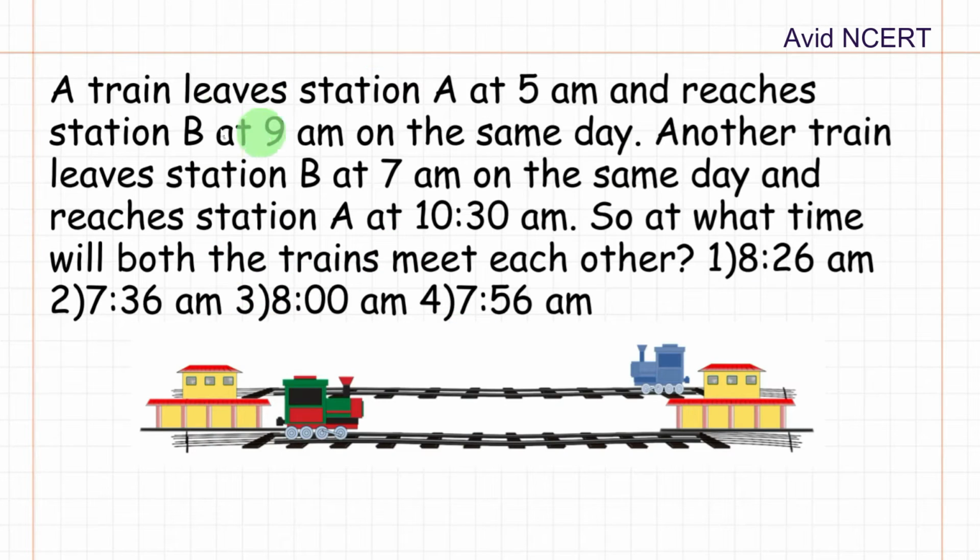From the first sentence, a train leaves station A at 5 am. So let this be station A and then let this be station B, and this be train A and this be train B. The data we have here is only the starting and ending time. The starting time of train A is 5 am and it reaches station B by 9 am, whereas train B starts at 7 am and reaches station A by 10:30 am.